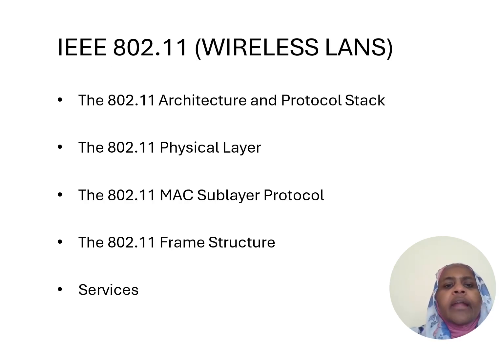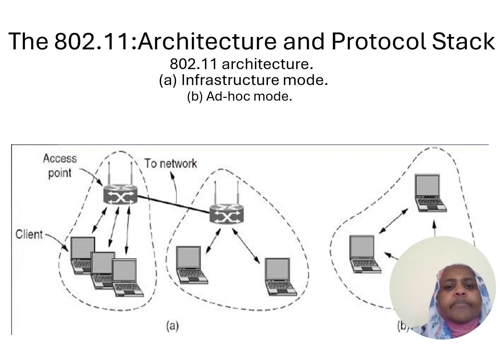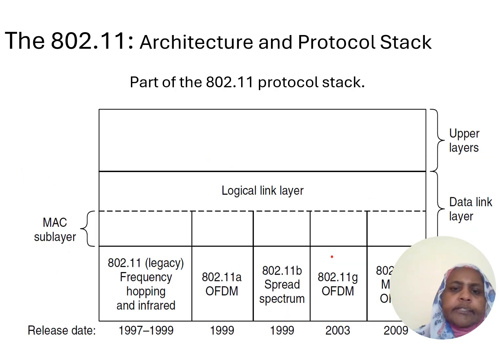As for wireless LANs, we will discuss the architecture, the physical layer, the medium access layer, frame structure, and services. There are 2 types of architectures. Infrastructure mode, in which the clients are linked to an access point, and access points are linked together. And ad hoc mode, where the clients are linked to each other without an access point.